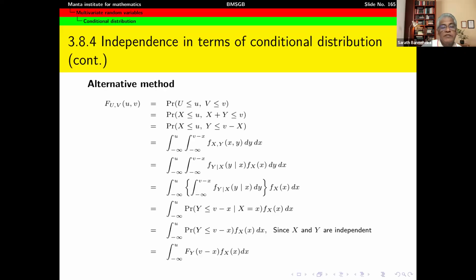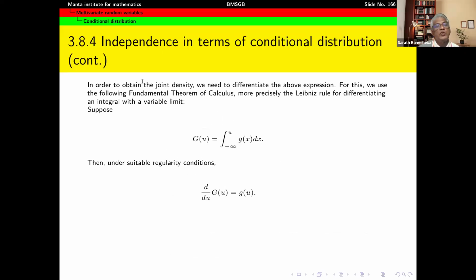Okay. So anyway, now what we want is to get the joint density function of u and v. In order to obtain the joint density function, I have to use the fundamental theorem of calculus, because I am going to differentiate an integration. I have to do it twice.